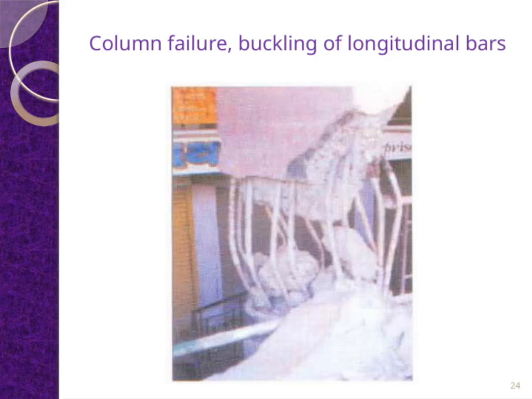Now, let's take a closer look at column failure, specifically focusing on buckling of the longitudinal bars. When columns are subjected to axial loads, one common failure mode is buckling, which can occur in the longitudinal reinforcement bars. This is particularly critical because these bars are responsible for carrying the axial load along the length of the column. If they buckle, the entire column's stability is compromised.